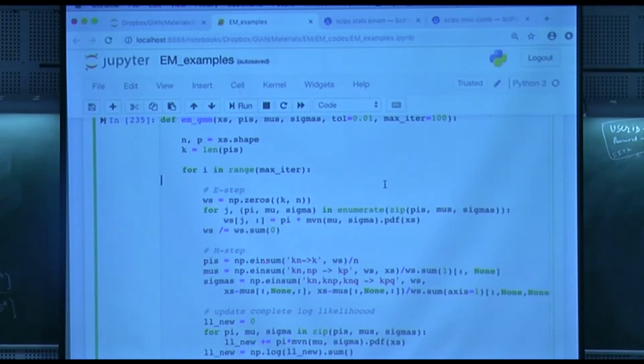How many of you have seen Einsum? For those who have done Python, Einsum, have you come across this? No. Okay. So this stands for something called Einstein Summation.